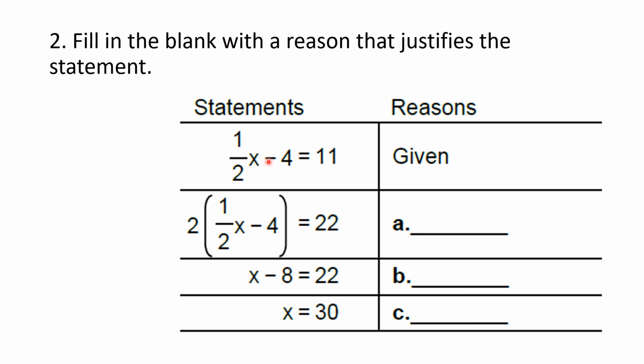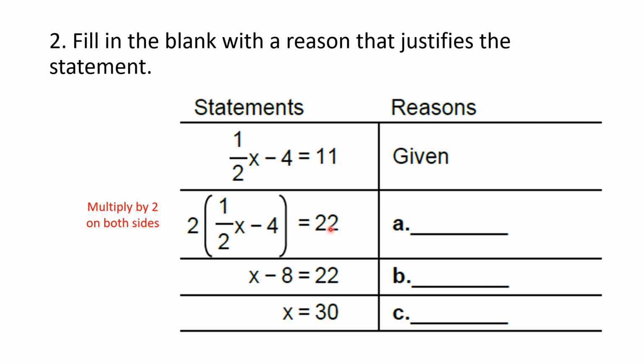All right, so let's take a look. The first line is given to us, so that means you're going to assume that this equation is true. All right, so it says 1/2 x, or 1 over 2x, minus 4 equals 11. All right, the next line looks like we've multiplied by 2 over here. We've got 2 and then parentheses around that original left-hand side. And then 11 changed to 22, so we've multiplied by 2 on the right. All right, so we've multiplied both sides by 2.